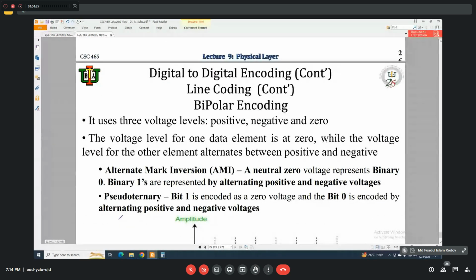Now moving to the last one, that is the bipolar. We have talked about unipolar and polar, and now we are moving to the bipolar. What is the bipolar doing? It is using 3 voltage levels: one is positive, one is negative, and one is 0.